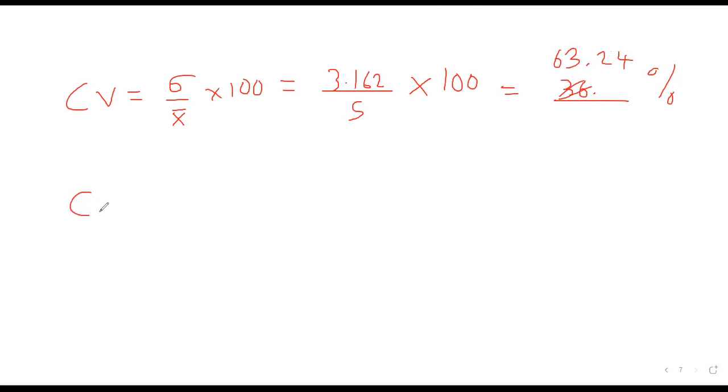We go to our coefficient of skewness. The formula is 3 times x bar minus median, over standard deviation.